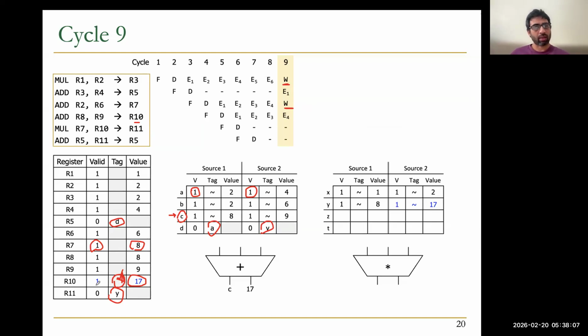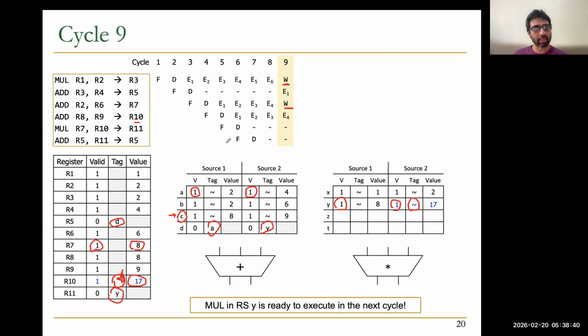Okay. And our multiply and last add are still waiting because their operands are not ready, right? Wait a minute. Yeah, so here also in the reservation station we had the matching tag. That's why it was updated to 1 and 17, right? Now this multiply instruction has both of its operands available, so it can start executing in the next cycle.